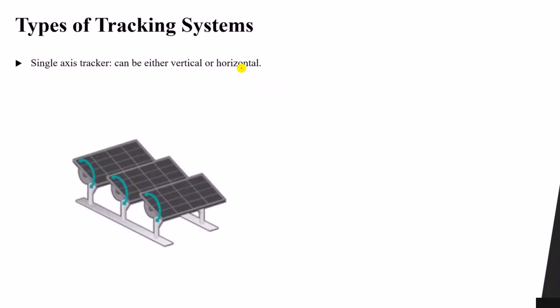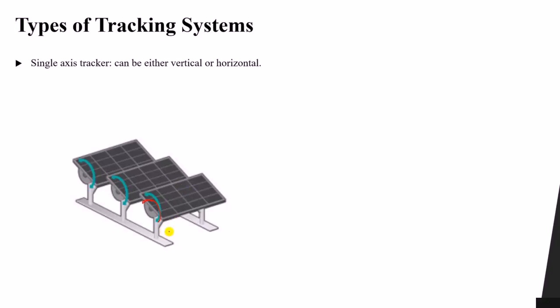Now, what are the different types of the solar tracker or the tracking systems? You'll find that we have two types. First one is a single axis tracker, which can be vertical or horizontal, like this one. You can see this is a single axis. What does this mean? It means that it moves along the vertical axis or along the horizontal axis. So you can see that this type, for example, it moves like this, up and down. Up and down, it moves along the vertical axis.